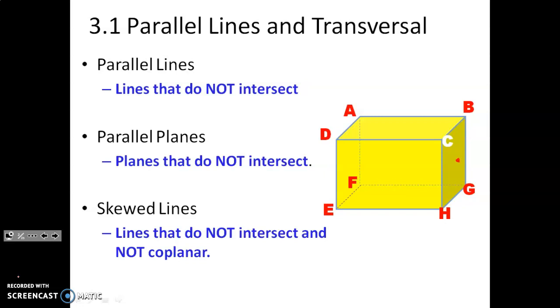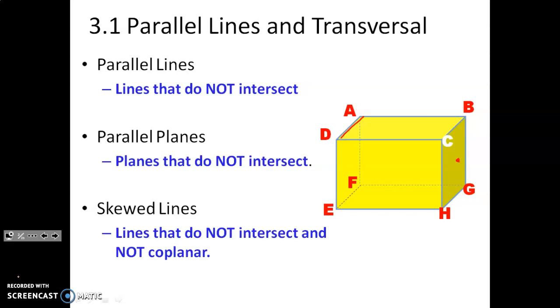Parallel lines. If we look at line AD, which lines are parallel to AD? BC, GH, FE. There's actually three sets of parallel lines in this cube. DC would be parallel to AB, FG, and EH. And then vertical lines DE, AF, BG, and CH.